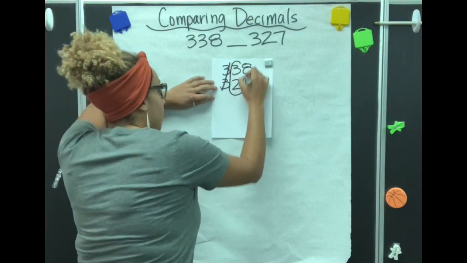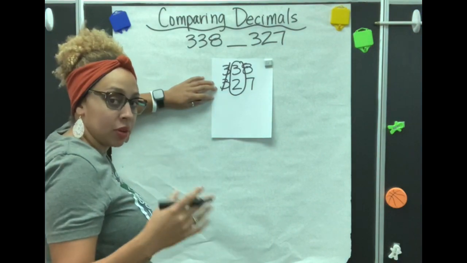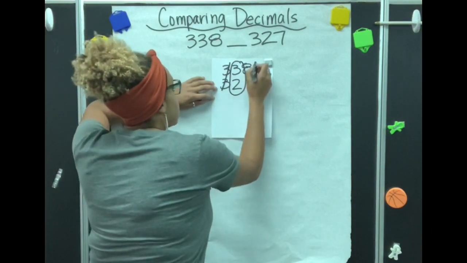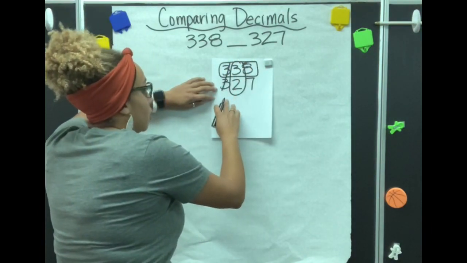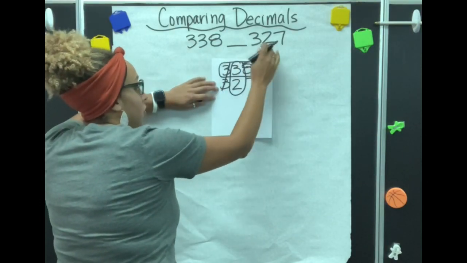I'm going to stop right here and I'm going to look. Well, then I have to think which value is bigger, 3 or 2. Hopefully we're all saying 3. 3 is bigger. So that means that this number is larger. It's greater than this number. So 338 is greater than 327.